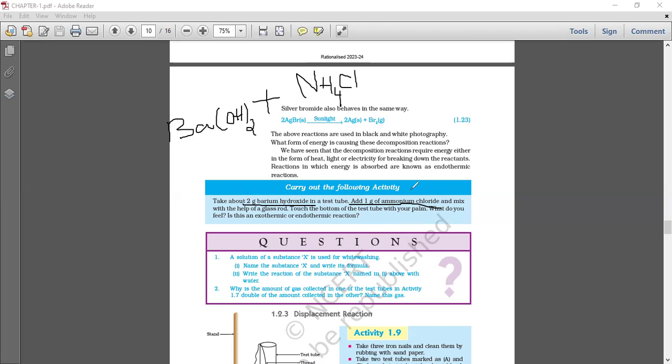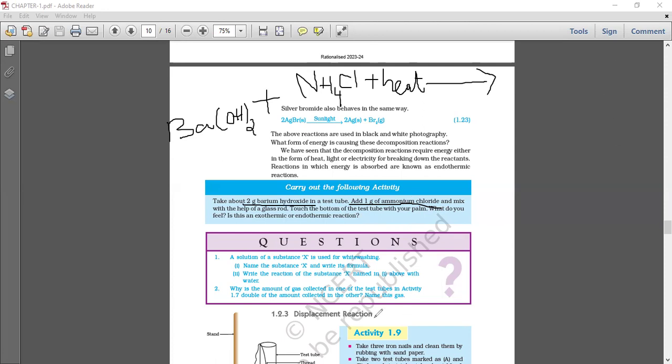Okay, and mix these solutions. So what happens here? It takes the heat energy, plus heat. Then what will you get? If you do this activity and touch the bottom of the test tube, you will feel warmness.